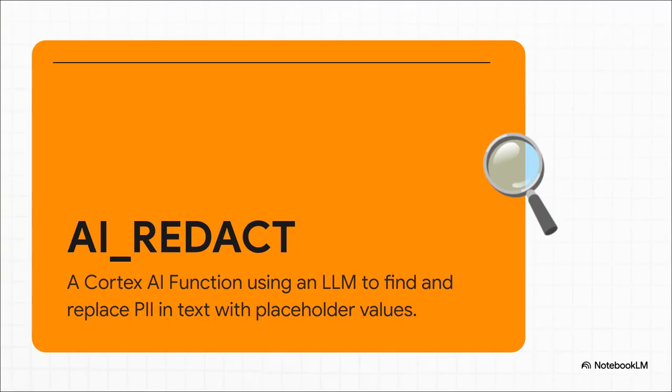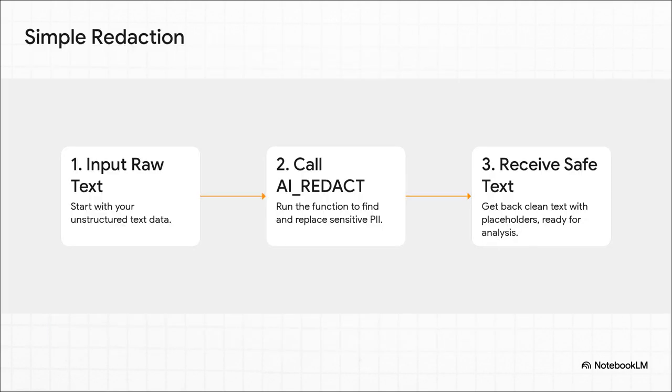So let's meet AI_Redact. It's a smart function, part of Snowflake's Cortex AI family. And honestly, the best way to think about it is like an automated assistant. It's powered by a large language model, and its whole job is to scan your text, intelligently find all that sensitive PII, and just swap it out with generic, safe placeholders. And the process? It really couldn't be easier. You take your raw, messy text, you make one simple function call to AI Redact, and what you get back is clean, safe text that's totally ready for analysis. It's a simple three-step move that gets rid of a huge bottleneck.